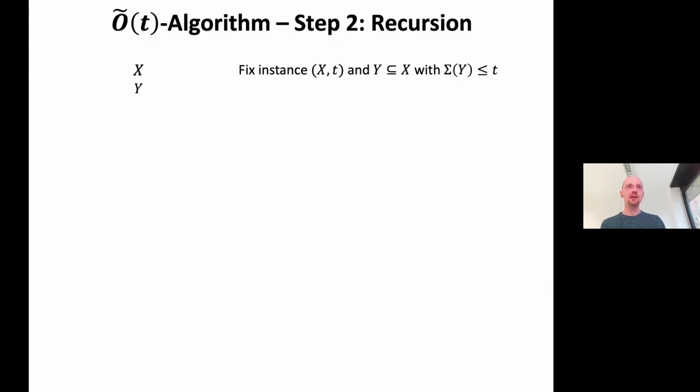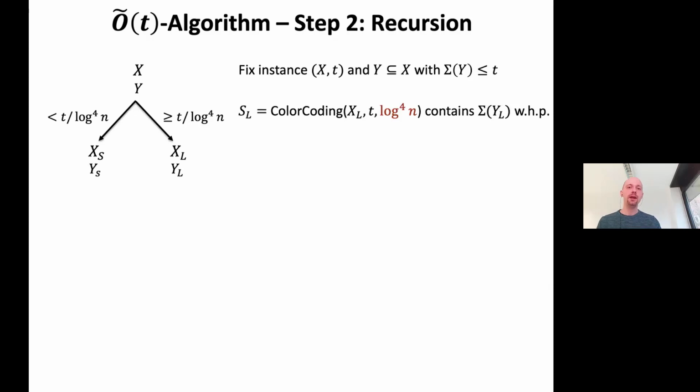The second step is a recursive thing. Suppose that we have our set of items x and fix some subset y that sums to at most t. What we do is we split x into the large items and the small items. Large here means more than the target divided by polylog n. And then we handle the large items and the small items separately.